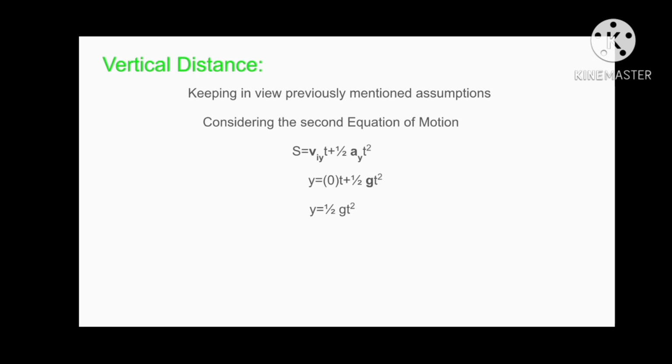Keeping in view the previously mentioned assumptions, considering the second equation of motion, we have s is equal to viy t plus half ay t square. Actually, we have written y as the subscript with the initial velocity and acceleration because we are using this equation for calculating distance along the vertical component or y component. In the next step, we shall write y is equal to 0 multiplied by t plus half g t square because initial velocity along the y component is equal to 0. So finally, we shall have y is equal to 1 over 2 g t square.